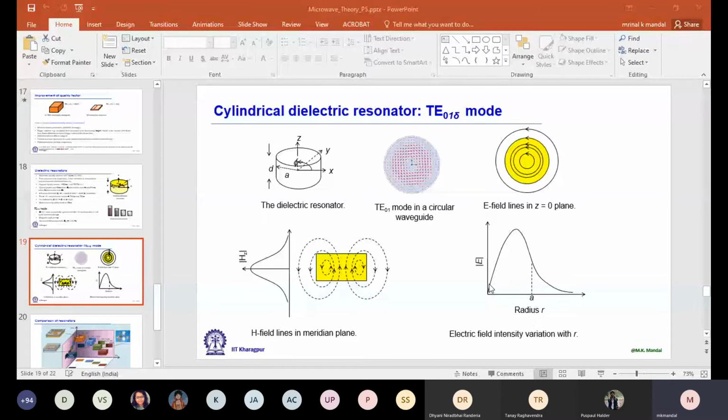So if I plot the magnitude of E versus radius, at the center it is 0. Now if you go along r, it increases. We have a maxima, and then in air, that means r more than a, it decays exponentially. Now how much of the field will be outside is up to us. So we have to select accordingly the radius or epsilon r of the material.